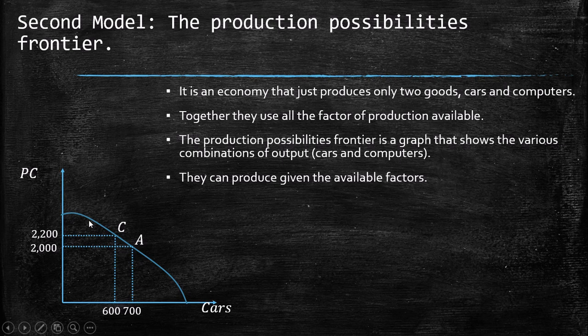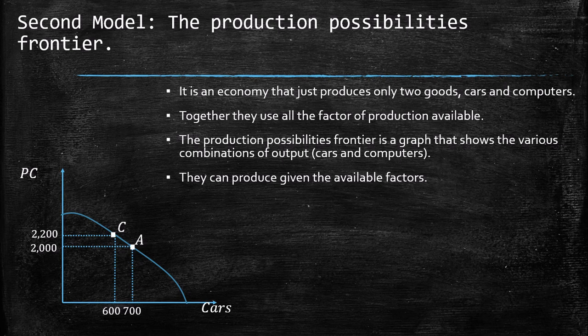What does it mean? It means that in order to change the personal computers just a little bit, you need to sacrifice too many cars. Okay, so this is the nature of resources. When you are close to the maximum, you are using all the capacity, so you have to sacrifice too much in order to have just a little bit of the other good.